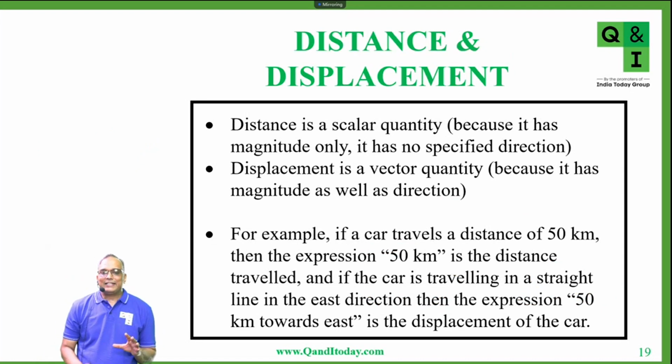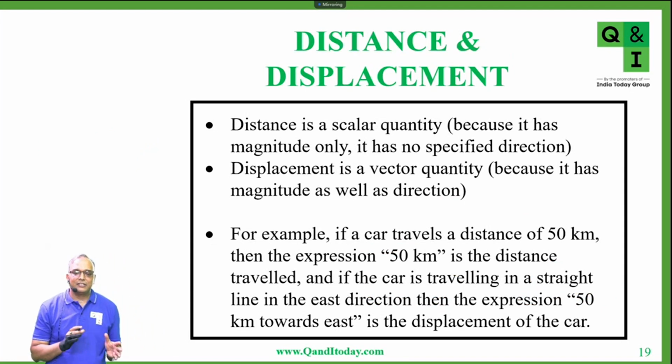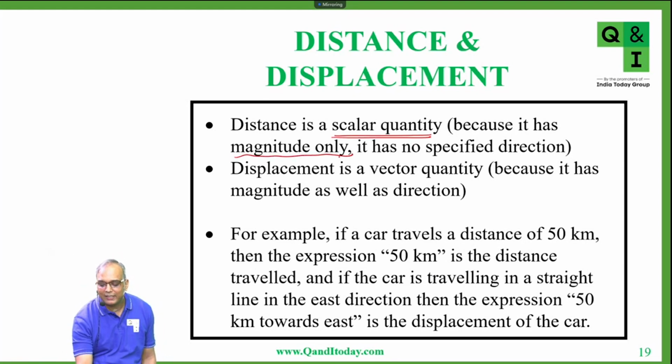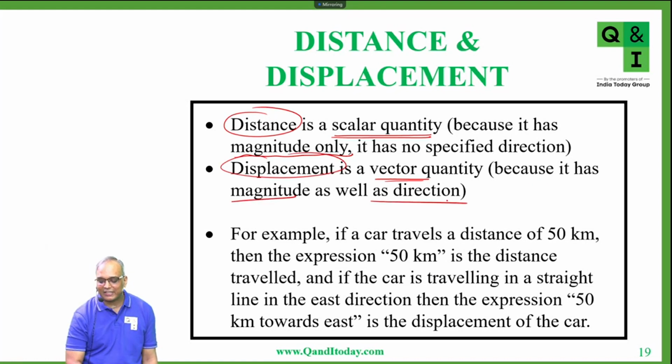Now, let's further understand the difference between distance and displacement. Distance, we know, is a scalar quantity because it has magnitude only, right? And it has no specified direction. Displacement is a vector quantity. So distance is a scalar quantity, displacement is a vector quantity, because it has magnitude as well as direction.